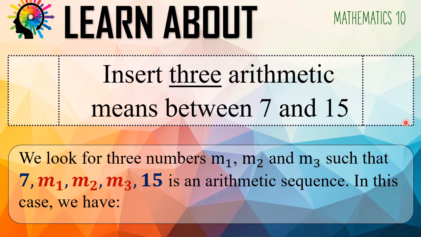Next, we need to sort out the data given in the problem. We have our a sub 1, which is 7, and next is our n, which is 5. How did we get 5? Looking at the sequence, we have two terms already given plus the 3 arithmetic means we need to insert in between, so all in all, we have 5. And lastly, we have our a sub 5, which is 15.